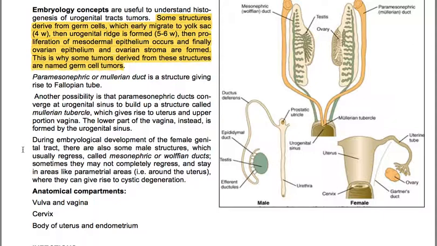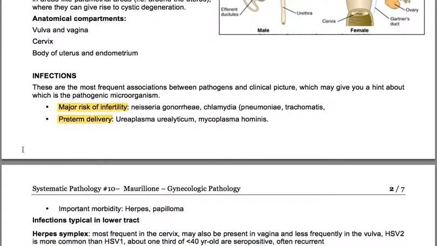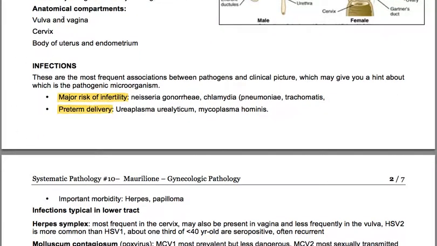During embryological development of the female genital tract, there are also some male structures, which usually regress, called mesonephric or Wolffian ducts. Sometimes they may not completely regress and stay in areas like parametrial areas, that is, around the uterus, where they can give rise to cystic degeneration. The anatomical compartments are the vulva and vagina, the cervix, and the body of uterus and endometrium.